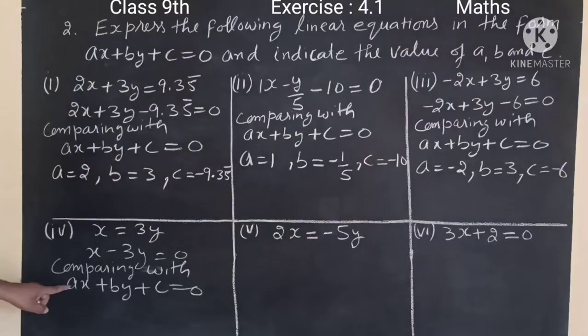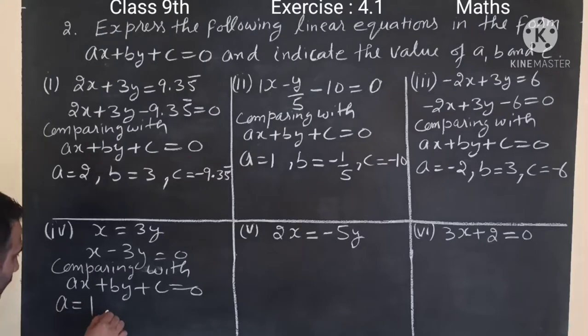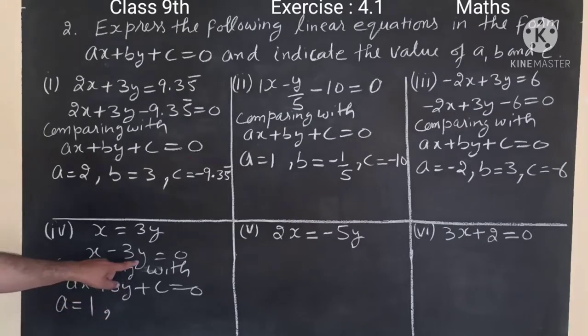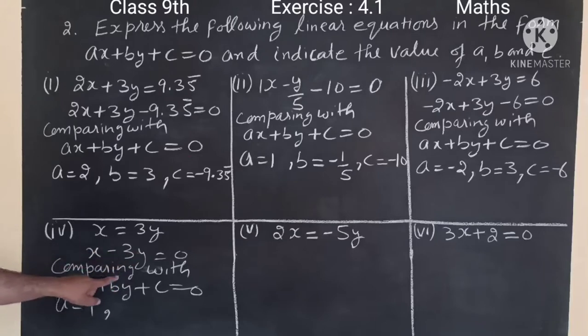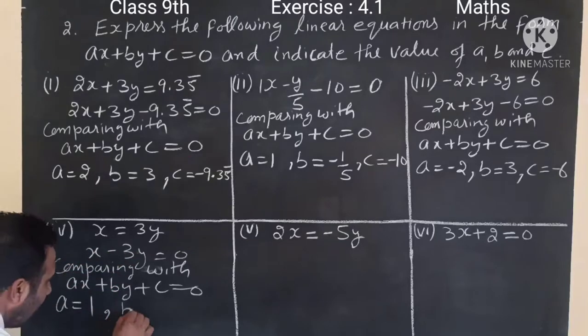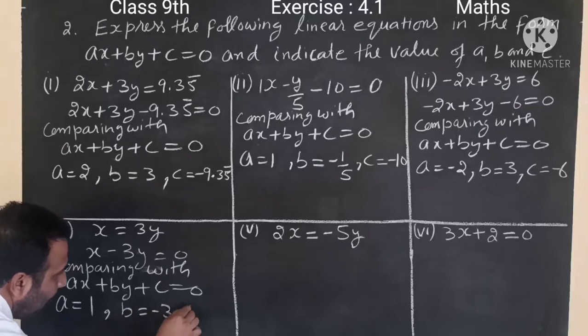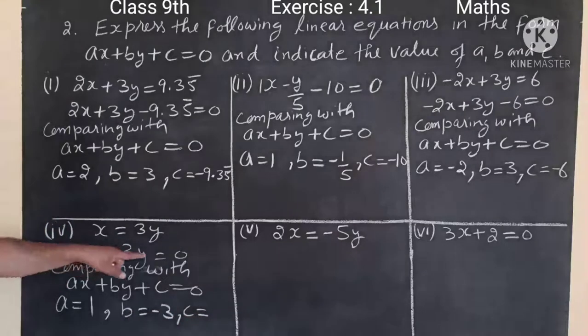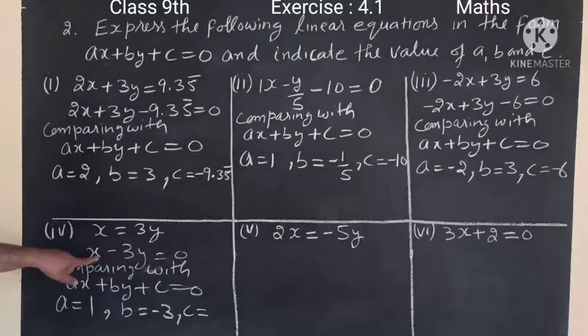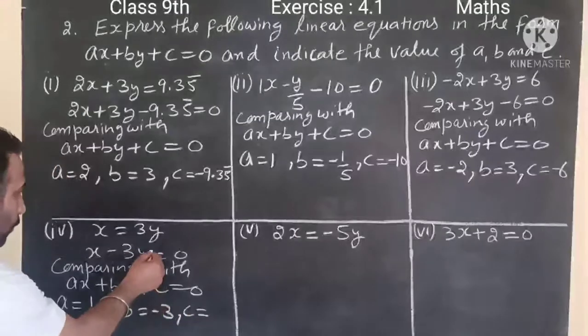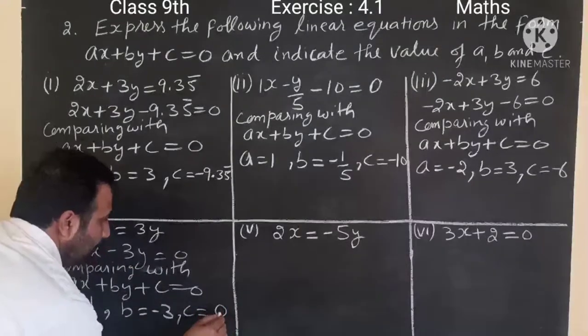So first of all, the value of a, if we are comparing the x variable, we can check the value of a is 1 and the value of b, if we are checking the variable of y, we can check the value of b is minus 3 and the value of c, there is no constant number. Okay, so there is only x and y, but there is no constant number, so we can say the value of c is 0.